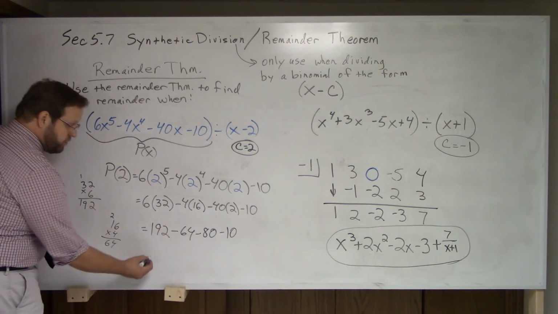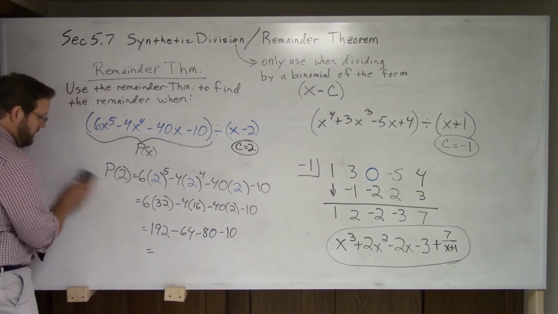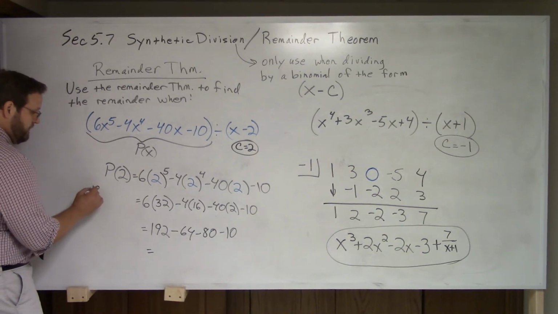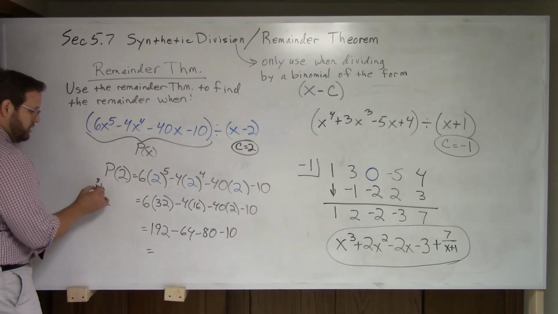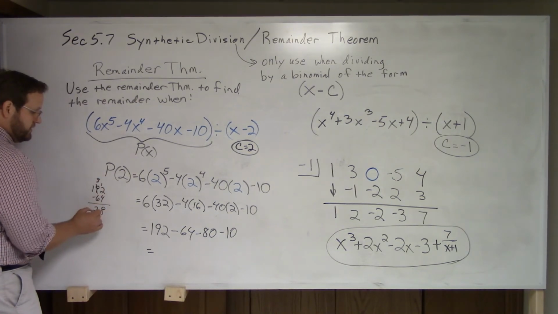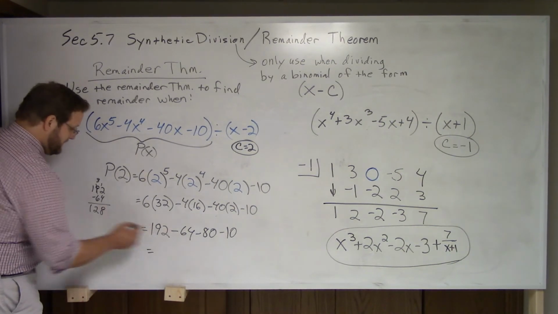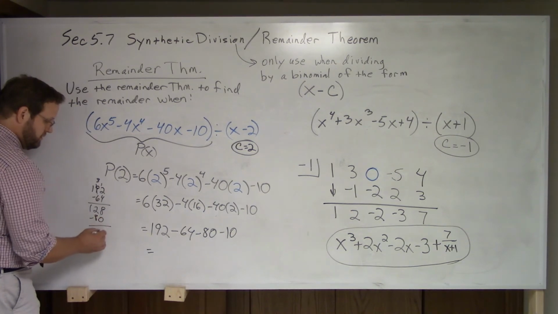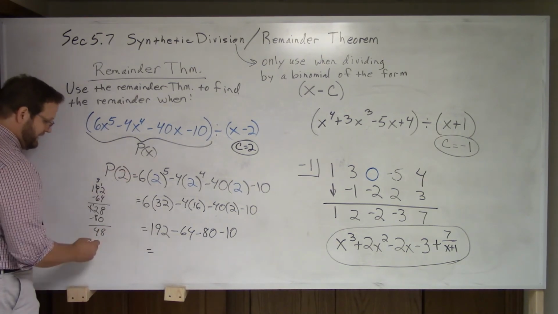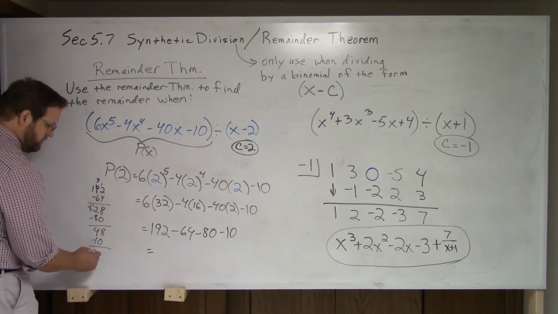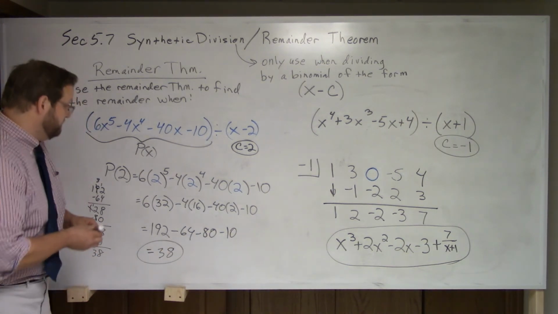192 minus 64. Again, if you can do that straight in your head, great. If not, don't be afraid. Go off to the side and do it. 192 minus 64. Do your borrowing. 12 minus 4 is 8. 8 minus 6 is 2. 1 minus nothing is 1. Okay, so I got 128, and then I would subtract an 80. 12 minus 8 is 4. And then I would subtract a 10, and then that gives me 38. And there you go.